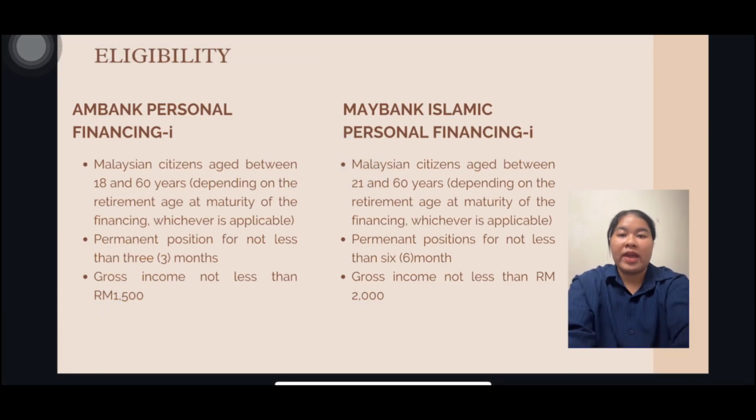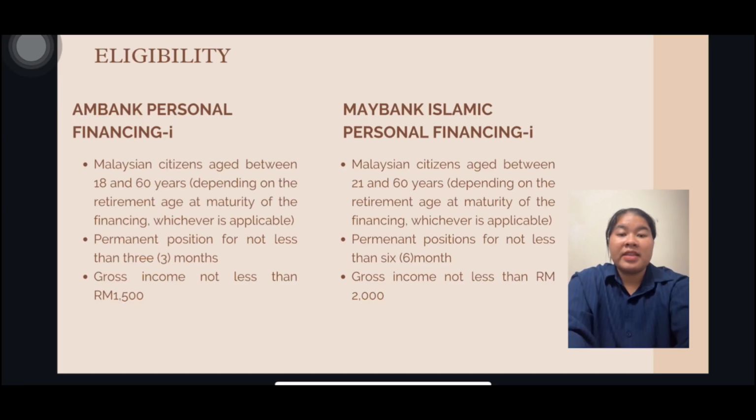Next, I will go through eligibility for these two types of personal loans. First, mBank Personal Financing is provided to Malaysian citizens aged between 18 and 60 years, depending on the retirement age at maturity of the financing. Second, it's provided for permanent position workers for not less than 3 months. And gross income for this type of personal loan is not less than 1,500 ringgit.